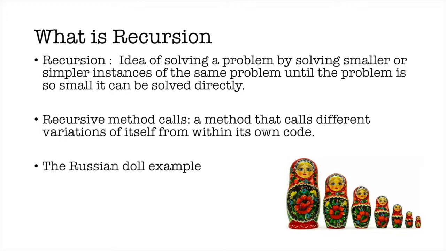A real-life example you could think of is the popular Russian doll, where if you take the top off one, there's another doll inside, and inside that one there is another one, until eventually you get to the smallest doll that is the simplest, smallest version of the original doll.